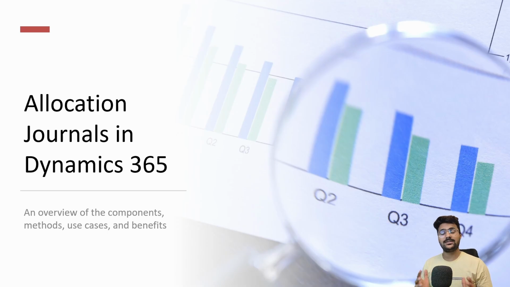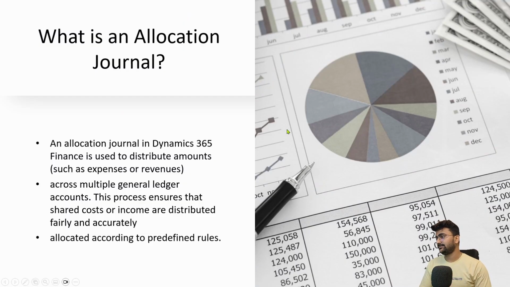So today, the agenda of this video is to cover the allocation journals available in D365 Finance and Operations. So let's get started. What is an allocation journal? An allocation journal in D365 Finance is used to distribute amounts such as expense or revenue.